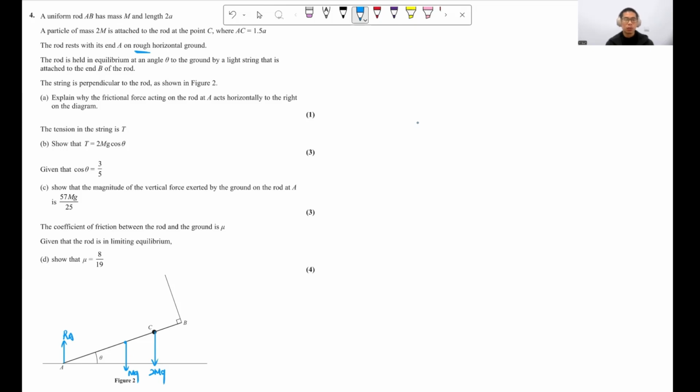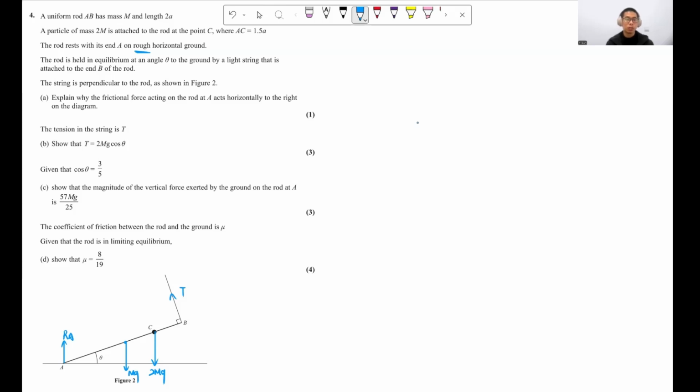And then the rod is held in equilibrium at an angle theta to the ground by a light string that is attached to the end B of the rod. So then there will be a tension here, so that's called T. And then the string is perpendicular to the rod as shown in figure 2. Explain why the frictional force acting on the rod at A acts horizontally to the right on the diagram.